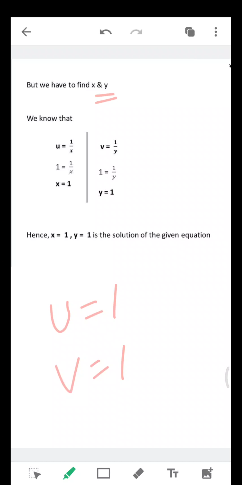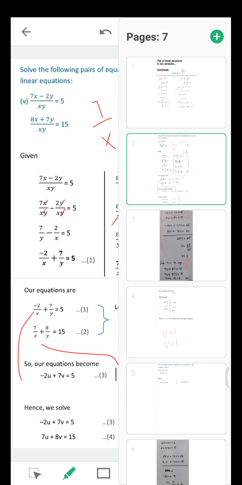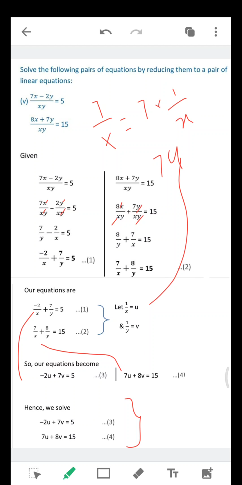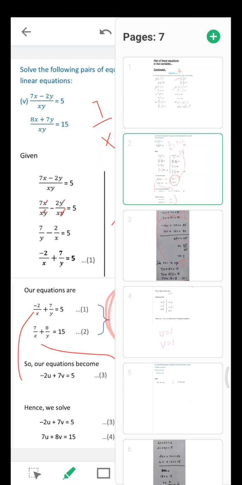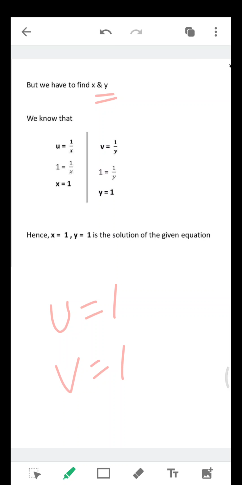So we'll go to our supposition part. What we assumed: 1 by x is equal to u and 1 by y is equal to v. We assumed it here, hope you remember it. We should substitute back in this assumption to find x and y values. So u is 1, you can see here, and v is also 1. So it becomes x is equal to 1 and y is equal to 1. So this is the way we solve this type of equations.